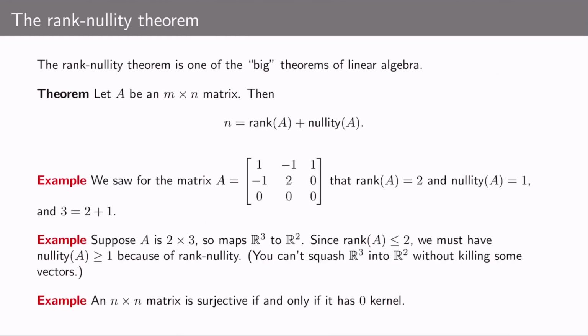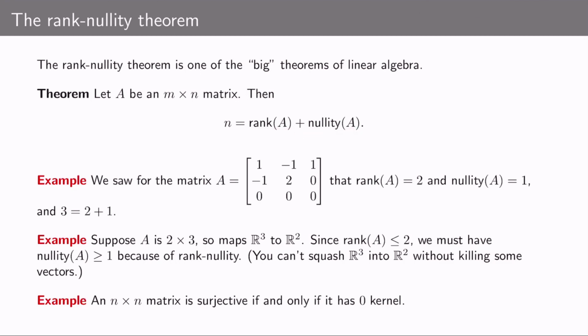There's a big theorem in linear algebra that relates the range and the kernel. This is called the rank-nullity theorem. So let's let A be an m by n matrix. The rank-nullity theorem says that the dimension of the domain, n, must be the sum of the dimension of the range, in other words, the rank, and the dimension of the kernel, in other words, the nullity.